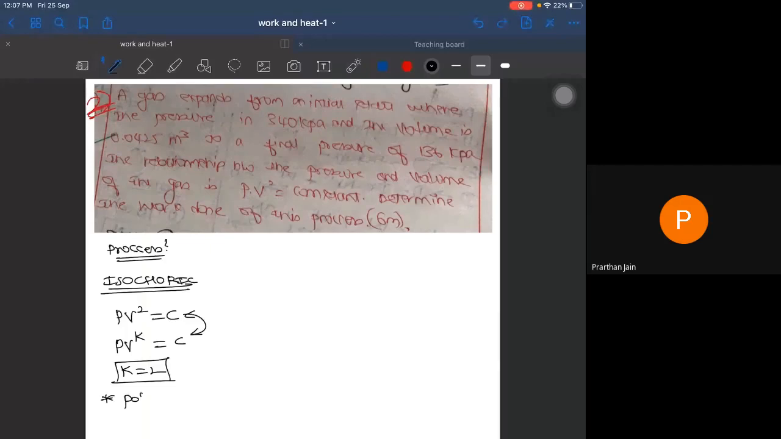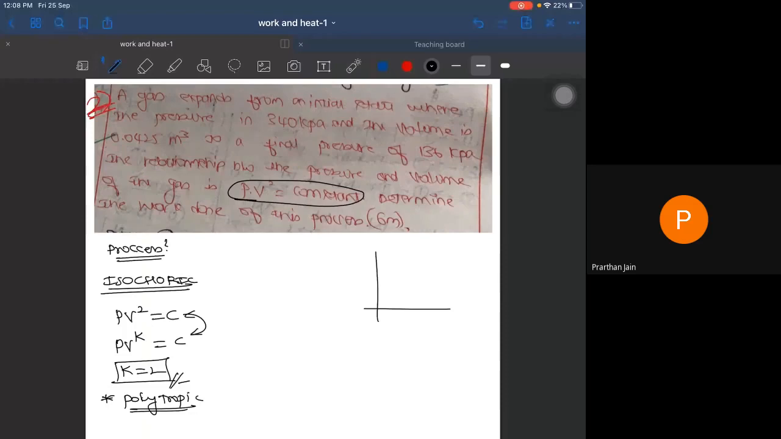Any doubts in identifying so? If you just consider PV square is equals to constant, by that the value of K you have found out as 2, which is not 0, which is not 1, which is not infinite. Which is not equal to the ratio of specific heats, by the way, 1.4. So it is a polytropic process. Now, how does a polytropic process look in a PV diagram? So just plot it out. So it looks as this.